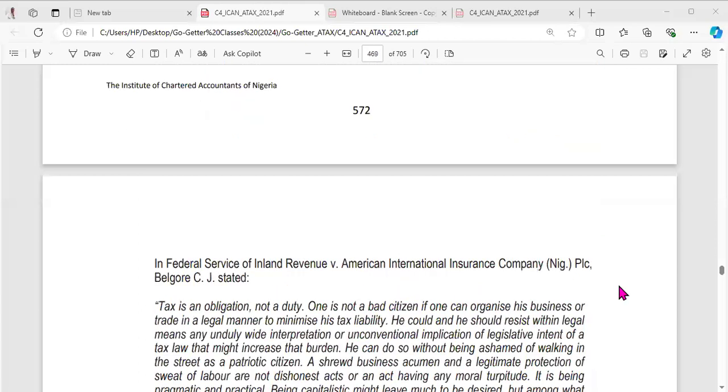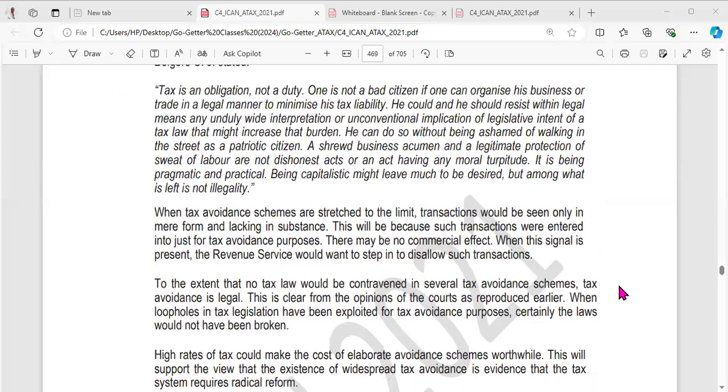However, when tax avoidance schemes are stretched to the limit, so you are doing everything possible, everything you are doing is just because of tax purpose. You want to avoid tax by all means. Then the transaction will be seen only as a mere form and lacking substance.